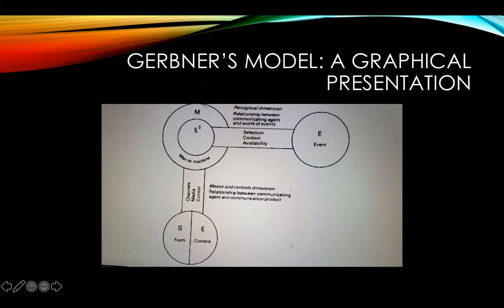Now let's say after he has prepared the perception, the report of the event, he wants to transmit the message, and he will do it by channel or by media. And SE is the statement about the event. It can come in any form with any content. It can come in print form. It can come in electronic form or any form.